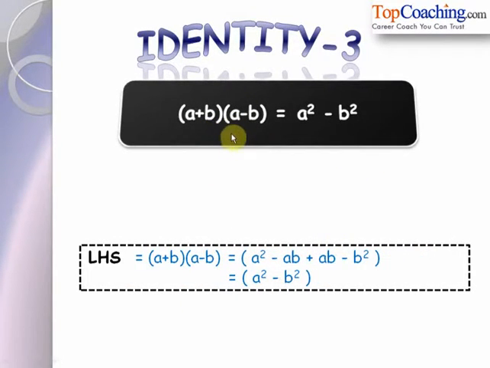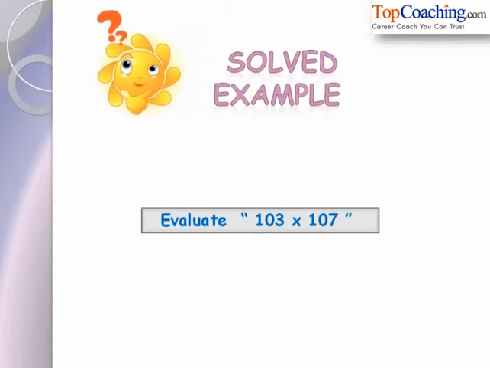Let's look at the LHS. LHS is equal to (a plus b) into (a minus b). Now when we multiply both these terms, we get a square minus ab plus ab minus b square. Your minus ab and plus ab get cancelled, and what we get is a square minus b square. Thus we have proved this identity, which is (a plus b) into (a minus b) is equal to a square minus b square. So again, let's try to solve an example.